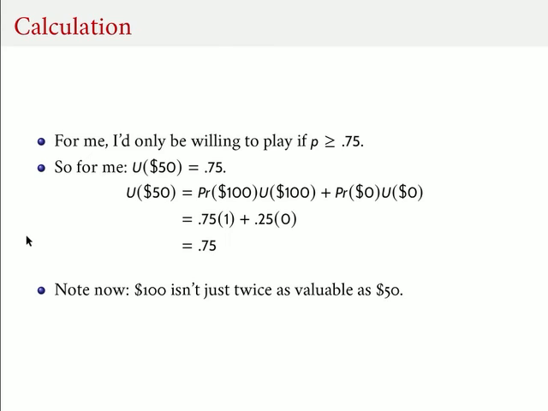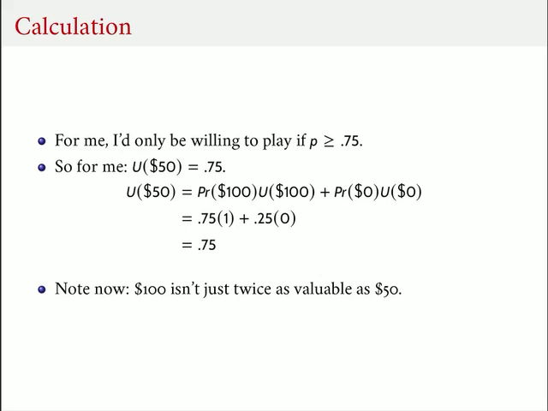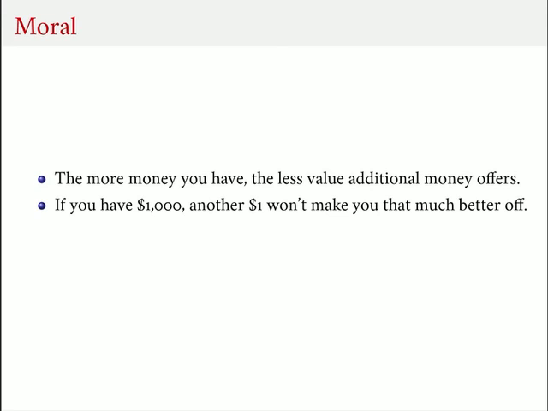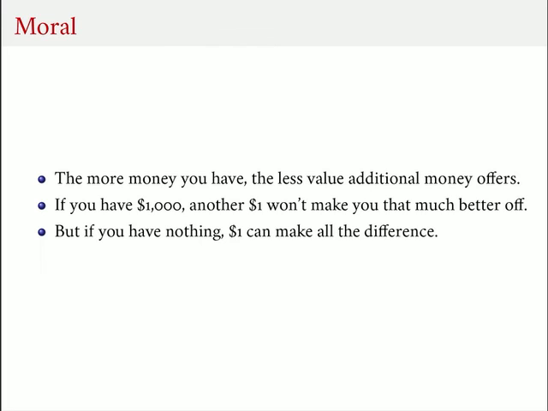So now I want you to note the following. $100 isn't simply twice as valuable as $50. That is, we're assuming that the utility of $100 is 1. And we've just shown that the utility of $50, for me at least, is 0.75 or 3/4. And what that means is that the utility of $50 is actually much closer to the utility of $100 than it is to the utility of $0. So the move from 0 to 50 gives much more utility than the move from 50 to 100. So what does this mean? Well, what this means is that the more money you have, the less value additional money offers. So intuitively, if you have $1,000, another $1 won't make you that much better off. But if you have nothing, a $1 can be very important and very valuable.